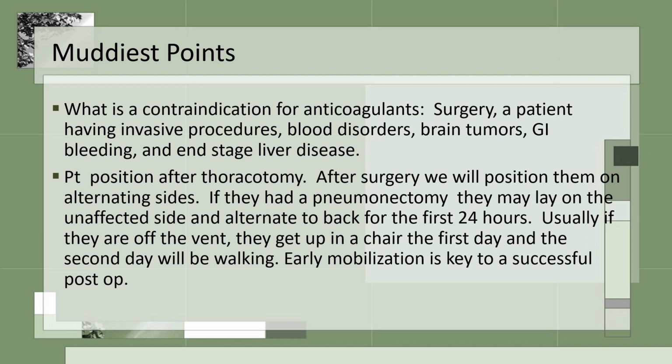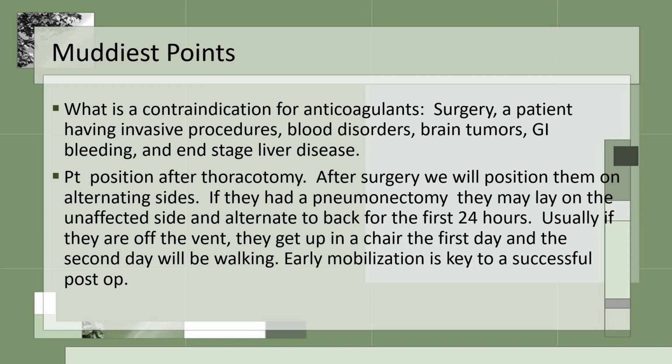GI bleeding, they don't need to be on anticoagulants if they're already bleeding. And another one is end-stage liver disease. That's our organ that produces all of our clotting factors, and if it's not functioning right, guess what? We can't make clots, so we don't want to give them anticoagulants.